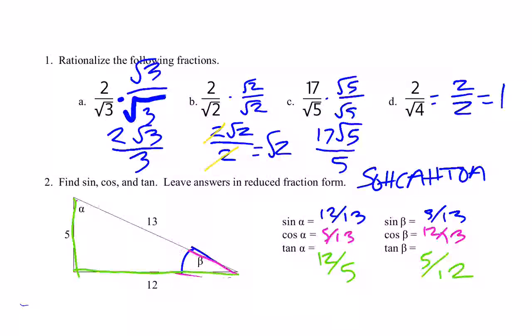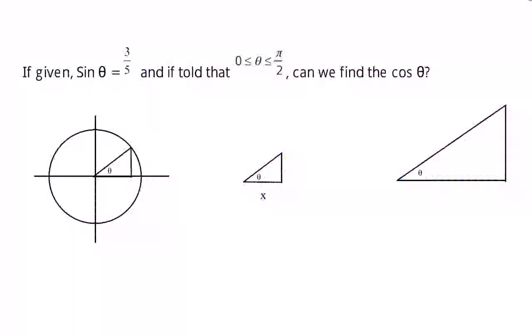So if you notice, when I go from alpha to beta, my tangent just flipped. They're reciprocals of each other. And my sine and cosine switch places. Alright, so that's just a quick review that will help us as we go on and talk about how to find sine, cosine, and tangent in other quadrants.